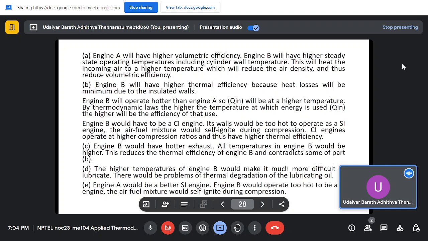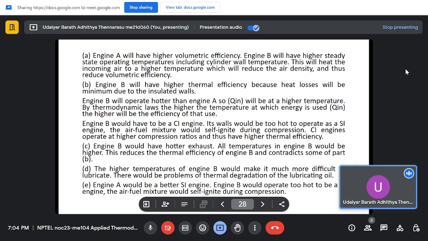That is called thermal degradation. So there will be problems of thermal degradation of the lubricating oil. You need a better lubricating oil which will operate at higher temperatures. You need that kind of oils, which will be difficult. Hence engine B will be difficult to lubricate.